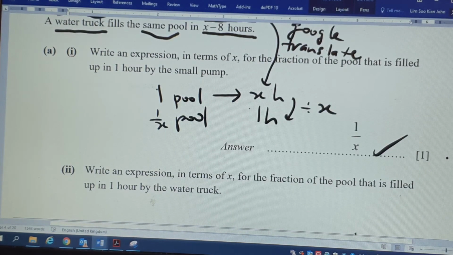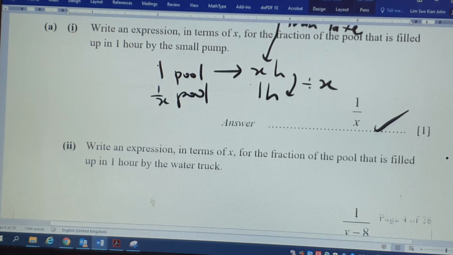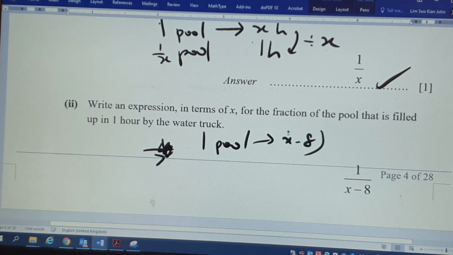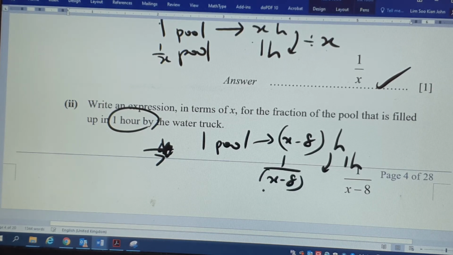Normally, unless it's a percentage, profit, this kind of question, the second part is the same method. What do I mean? One pool, X minus 8 hours. Please put brackets, very, very important. So, I want 1 hour, because they asked me for 1 hour. Then I divide by X minus 8. So this is 1/(X minus 8) of the pool. Finish. Okay? So that is why we get this answer here.